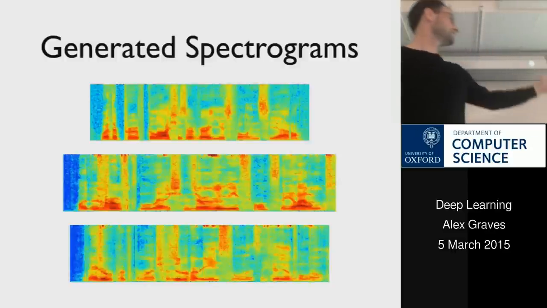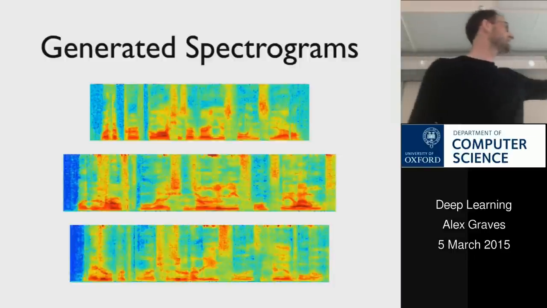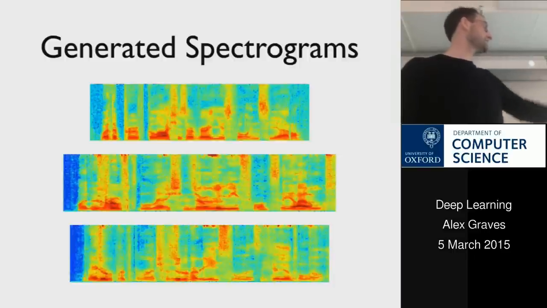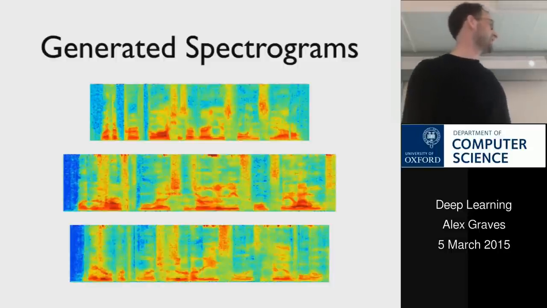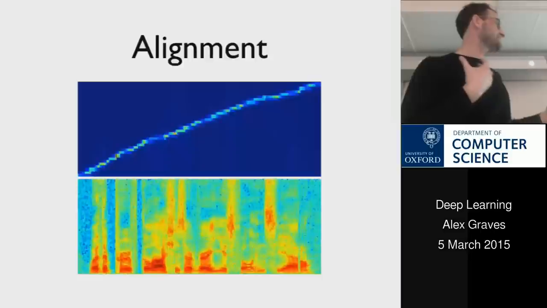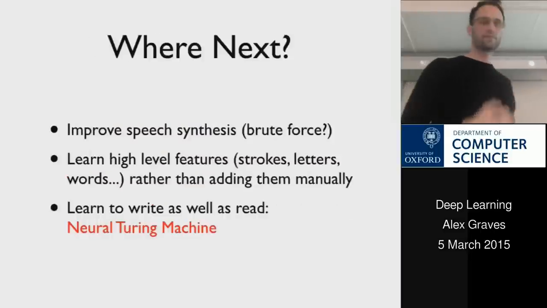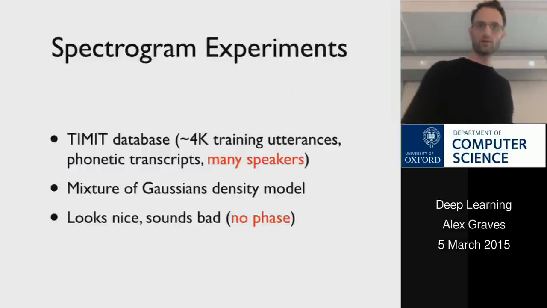To the naked eye, the thing at the top is a real spectrogram. The things underneath are generated spectrograms from the same speech signal. If you squint, it's hard to tell, but it seems that there's some consistency in the patterns here.